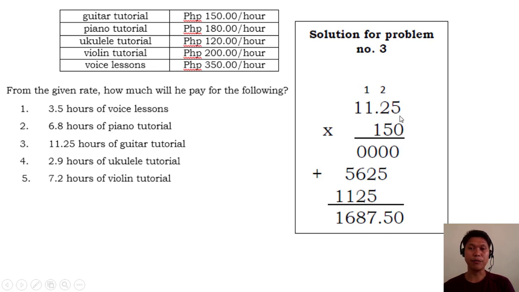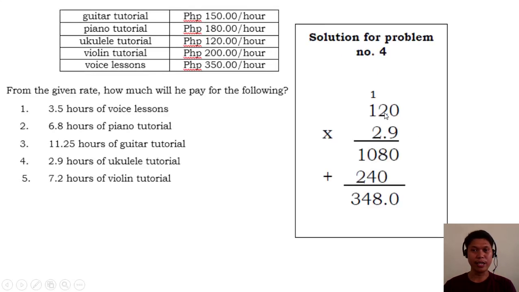Imbes na isali mo itong 0, 15 ka lang, tapos dagdagan mo lang ng 0 immediately. There are many techniques na pwede mong ma-apply sa multiplication. Okay. Anyway, the same lang ang process. Ganun pa rin ang steps. So for number 3, for 11.25 hours of guitar tutorial, ang kailangan niyang bayaran is 1,687 pesos and 50 cents.